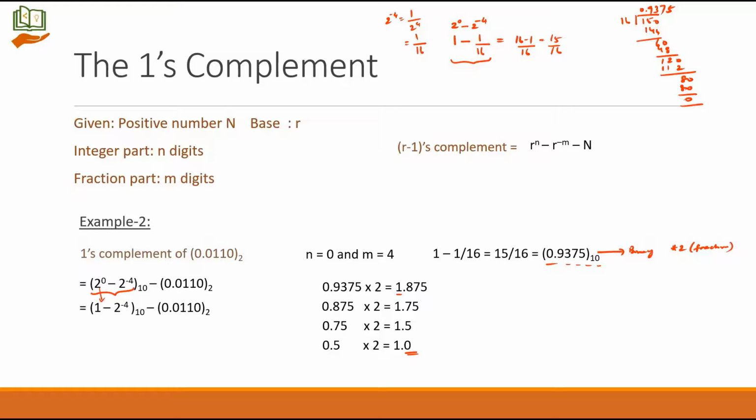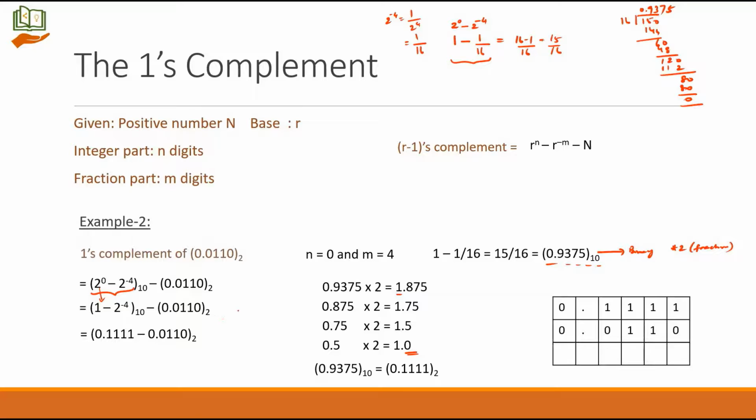Now just take the output. You have 0.1111. This is just similar to 9's complement, where every number has to be subtracted from 9. Here the case is every number has to be subtracted from 1. Let's go for the subtraction part. 1 minus 0 is 1. 1 minus 1 is 0. 1 minus 1 is 0. 1 minus 0 is 1.